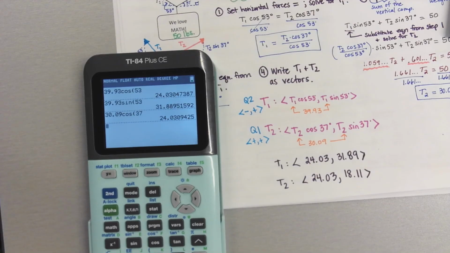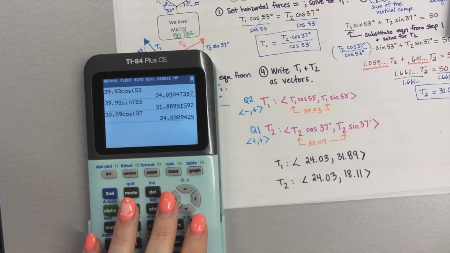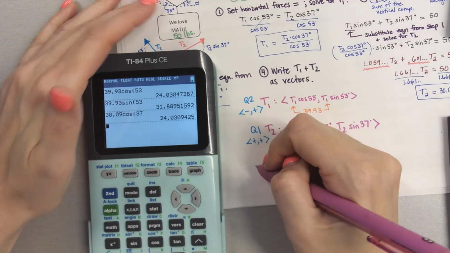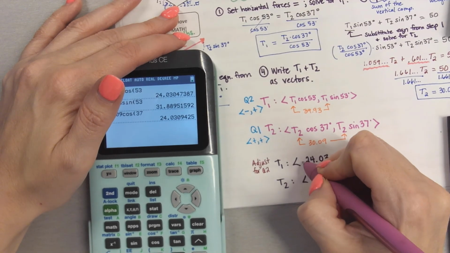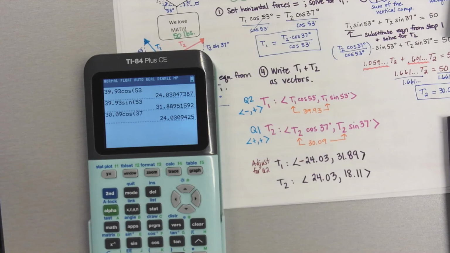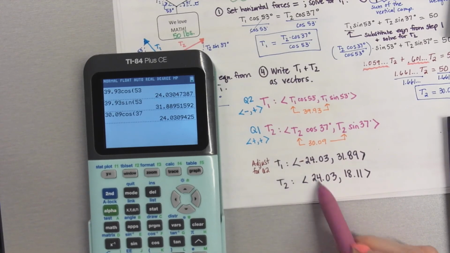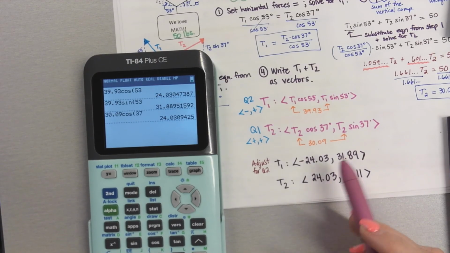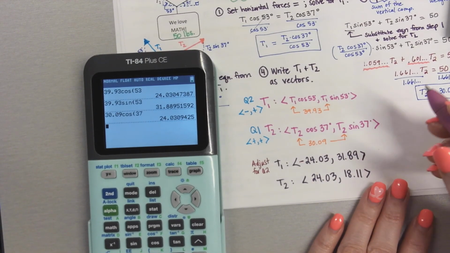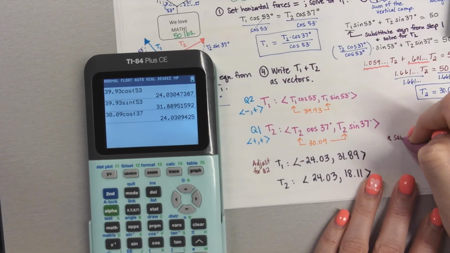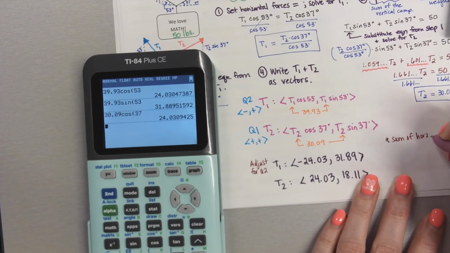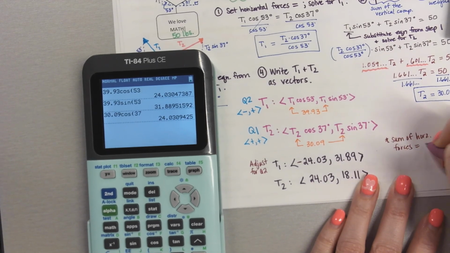When you have these, you are going to adjust it for the quadrant yourself. So you're going to put in the negative. You're going to make that adjustment based on the position. So you're going to adjust it for quadrant 2. So your final answer, both of these should add to 0. The sum of them should now add to 0, which is what you want to happen. So the sum of your horizontal forces should be equal to 0.